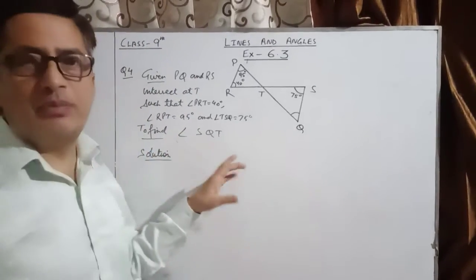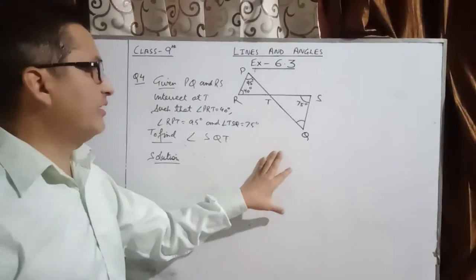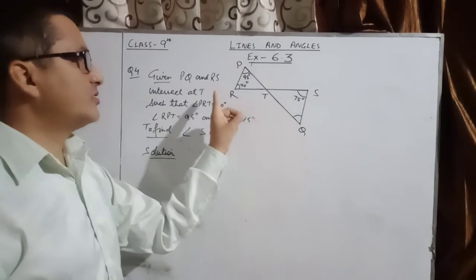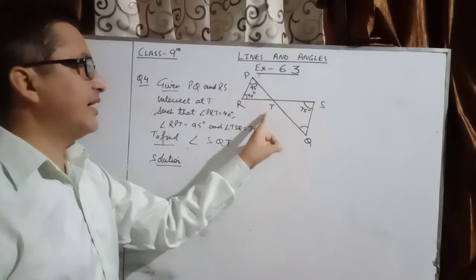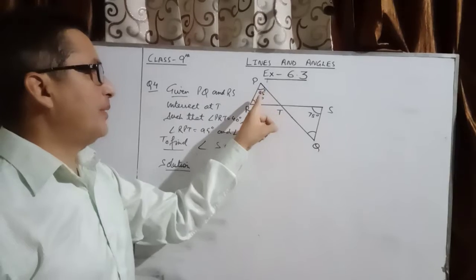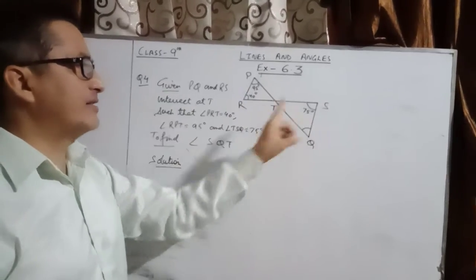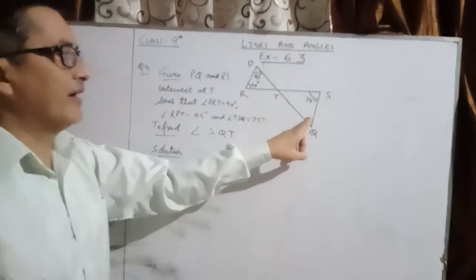Now in question number 4, it is given that the line segments PQ and RS are intersecting at T such that angle P is 95, R is 40 and S is 75, and we have to find angle Q.